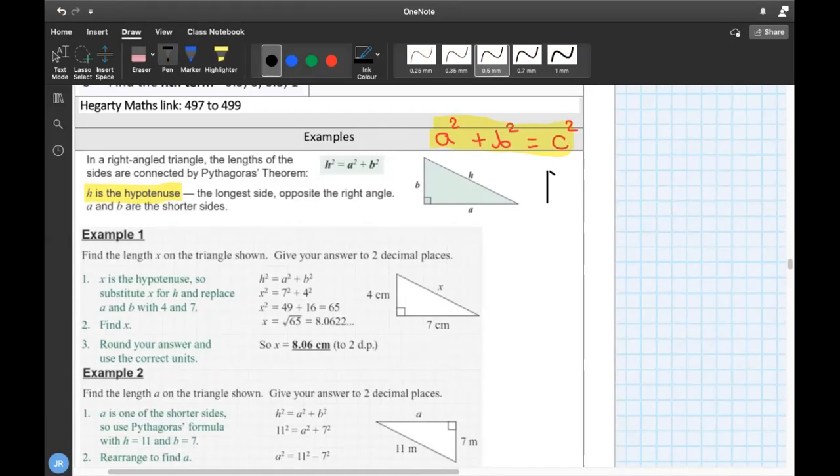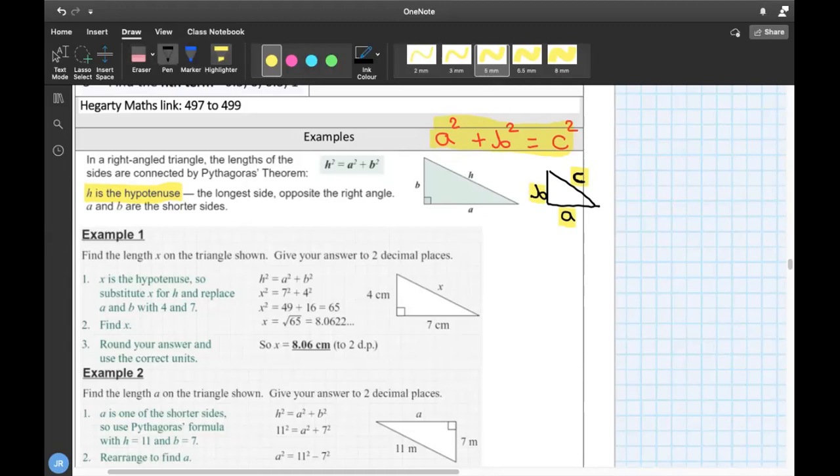So I'm just going to draw this triangle out again. Okay. It does not matter which way around your A and your B goes. You could have A here and B here, or you could have B here and A here. They are just the shorter sides. The important one is the hypotenuse, the longest side, which will always be C. Okay, so it's like we've got this squared plus this squared will equal this squared. Okay, A squared plus B squared is equal to C squared.